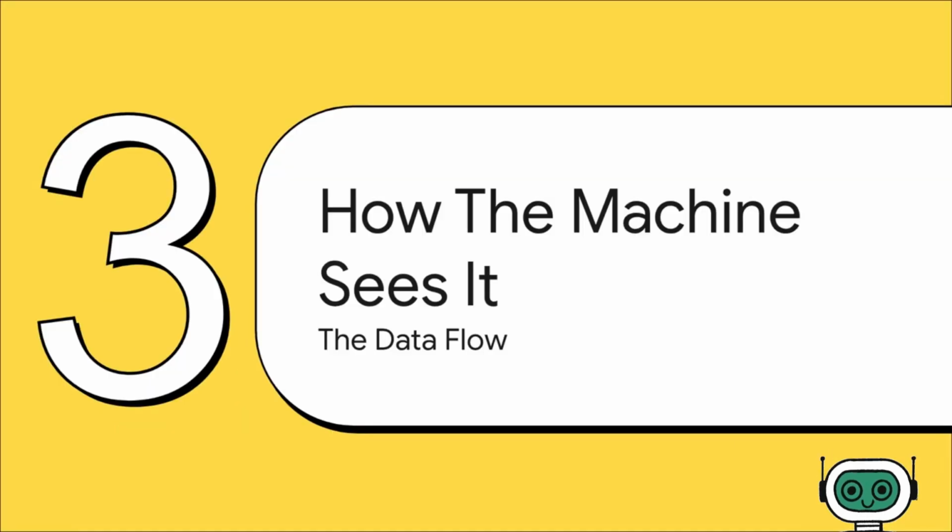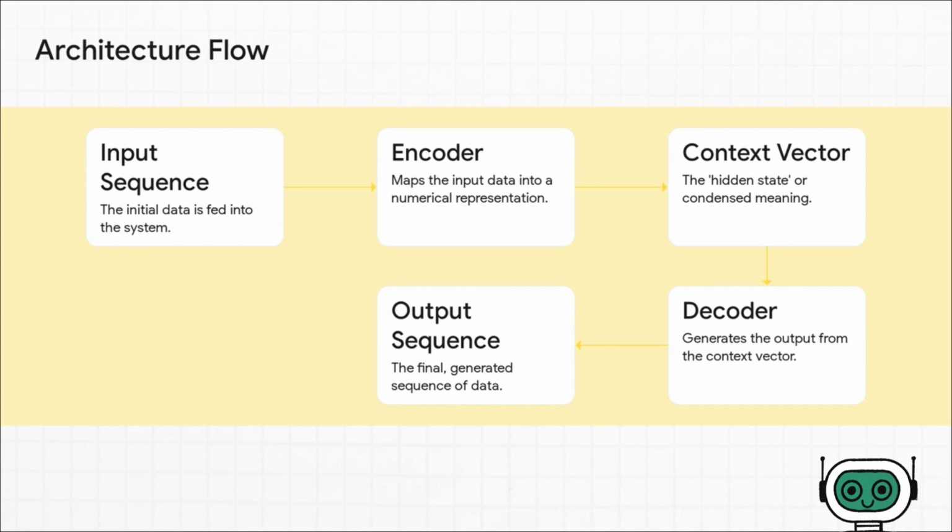Okay, so we have our two main players, the encoder and the decoder. Let's trace the path the data takes and see how they work together in this really clean, logical flow. The real beauty of this whole thing is its two-stage process. First, the input sequence gets encoded into that single context vector. Then, and only then, does that vector get handed off to the decoder to start generating the output. That vector is the only bridge between the two halves. And this deliberate separation, that's the key that lets the model handle inputs and outputs of totally different lengths.